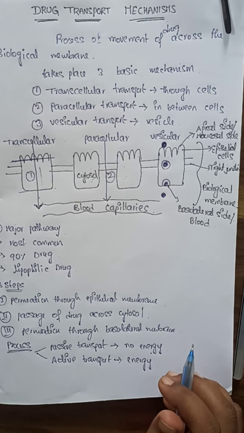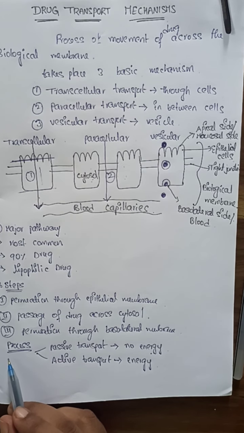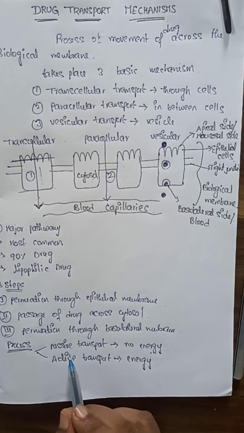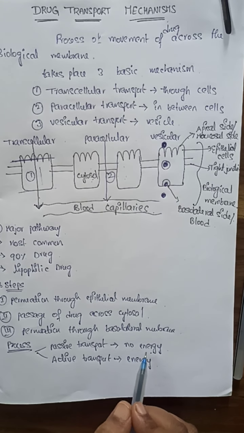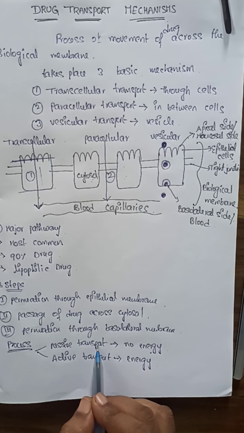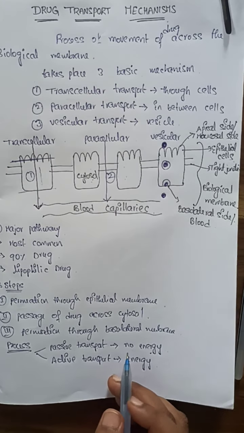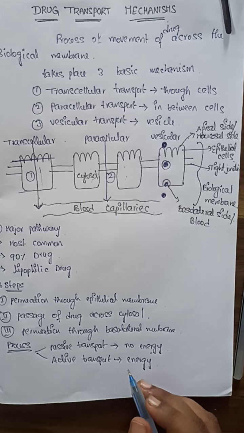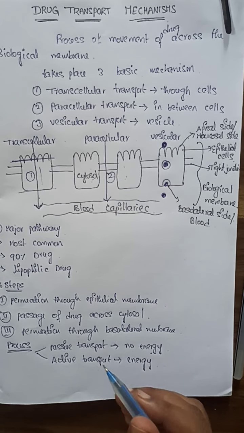So basically the transcellular transport occurs by different processes, mainly classified into two types: passive transport and active transport. The passive transport means the transport of the drug does not involve any energy. If there is an involvement of energy, it is known as active transport. If ATP is involved directly, it is known as primary active transport. If there is indirect involvement of ATP, it is known as secondary active transport. So this is about transcellular transport.